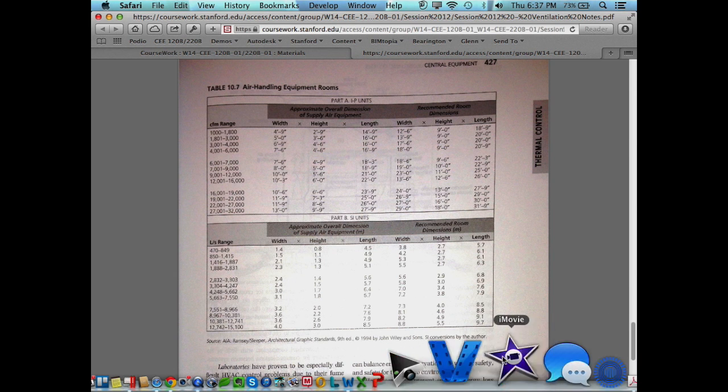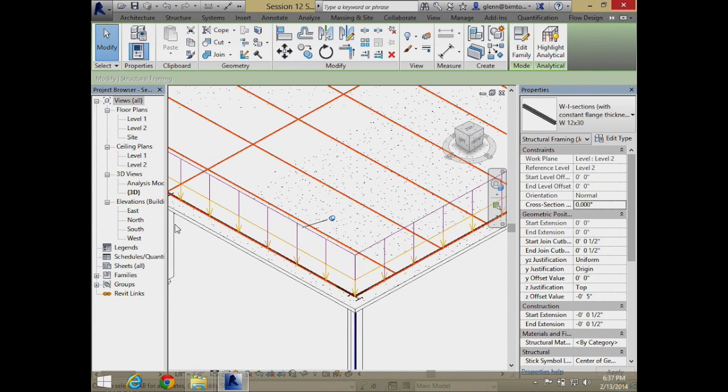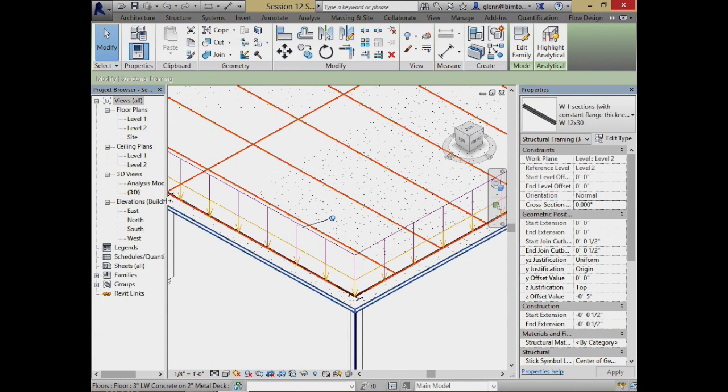See if I can find it. And we'll just create a very simple system to start with. What I'm going to do is start with my architectural template, or I could start with the mechanical template. The only advantage of starting with the mechanical template is it has a lot of good stuff loaded into it already in terms of duct sizes and all the air terminals and stuff like that.